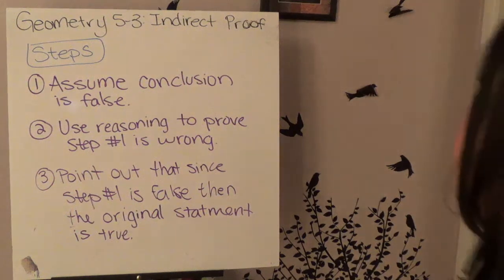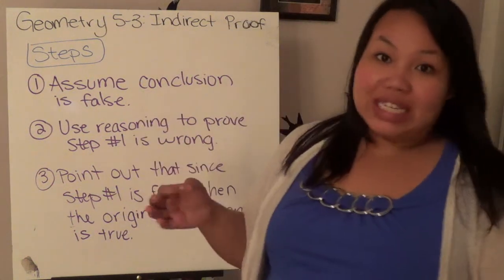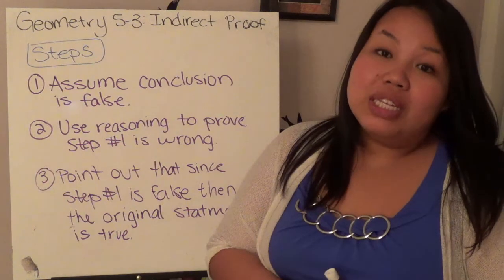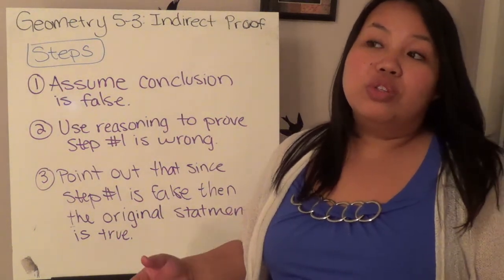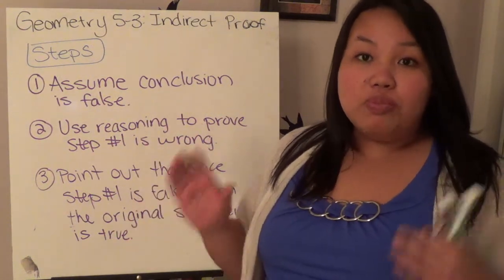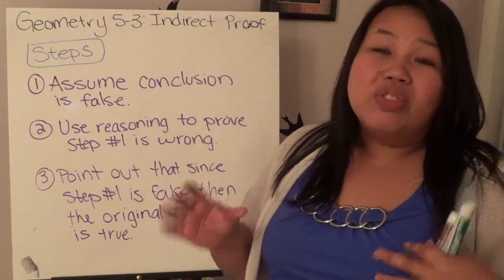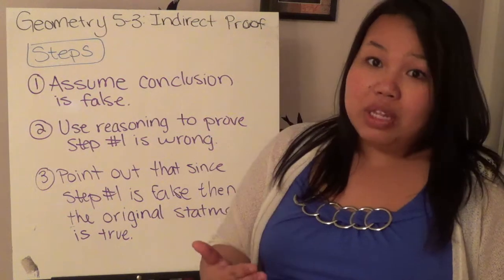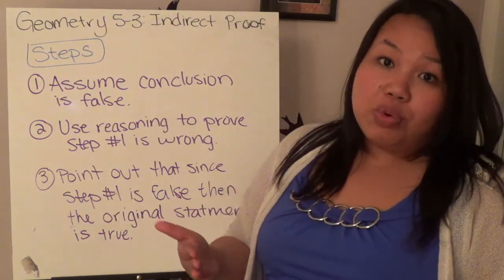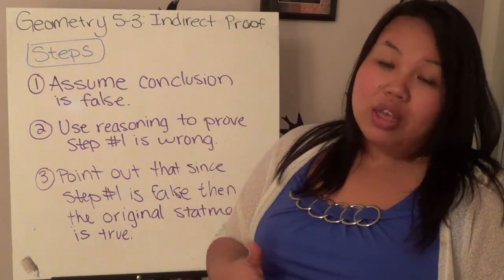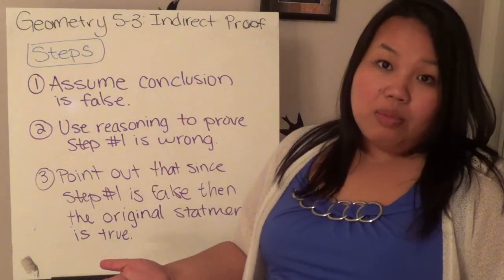In geometry, section 5.3, we're dealing with indirect proofs. So basically what we're going to do is take a proof, and instead of proving the exact thing that they want to prove, we're going to prove that the opposite couldn't happen, and therefore indirectly prove that because the opposite can't happen, then it has to be the original.